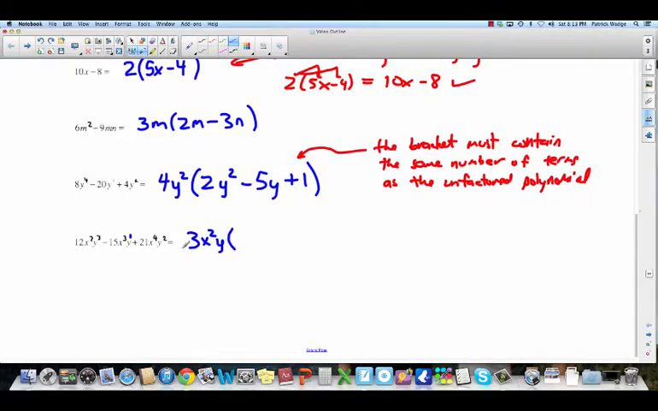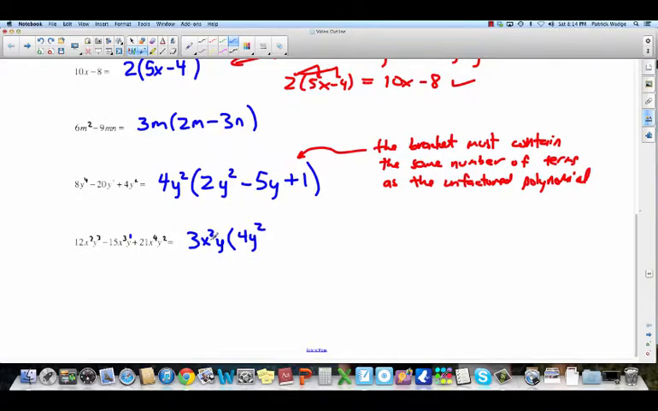Put your bracket. What do you multiply 3x squared y by to get 12x squared y cubed? Well, you need to multiply the 3 by 4 to get 12. You need to multiply x squared by, oh, we already have x squared. We got the right amount, so we're done there. We need to multiply y. We have 1y here. We need 2 more, so y squared.